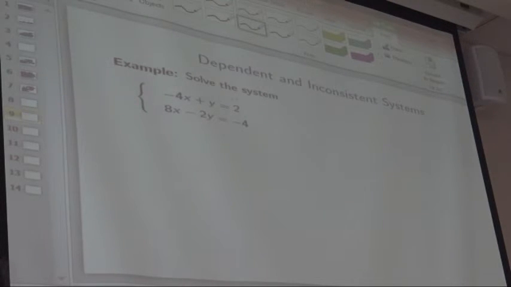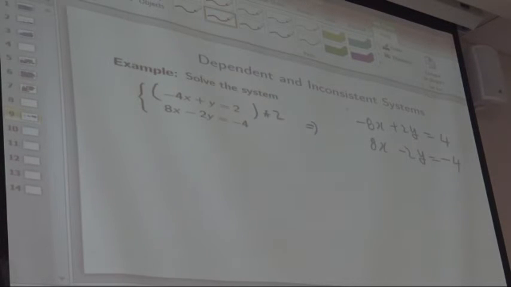So we have 4x plus y equals 2 and 8x minus 2y equals negative 4. Now let's try to eliminate the y component. To do that, I have to match this plus 1y with a negative 2y. So I can multiply by 2. Then I have negative 8x plus 2y equal to 4, and 8x minus 2y equals negative 4.